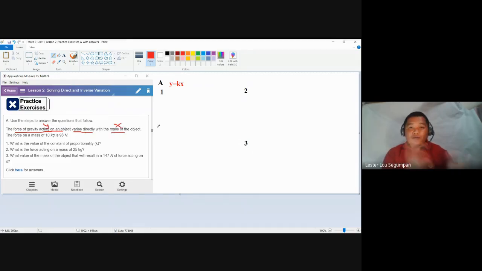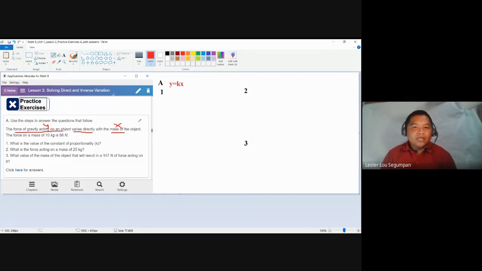It's different from the situation. What comes first is your x and what comes next is your y. This is now on a variation statement. It comes from a variation statement that the force of gravity of an object varies directly with the mass. So y varies directly as x. That's why you have those values.